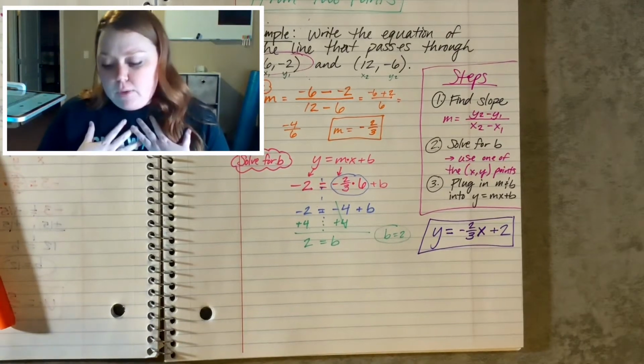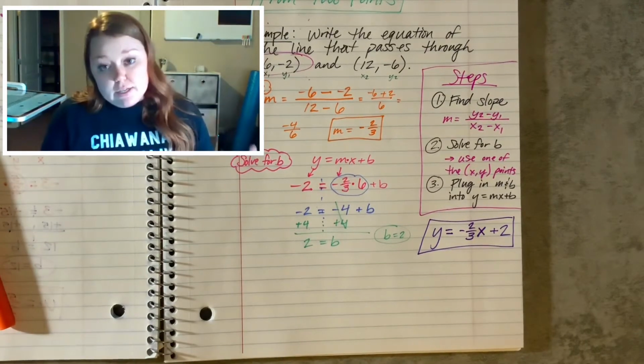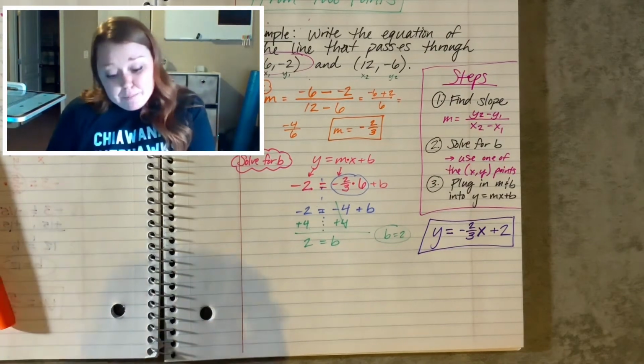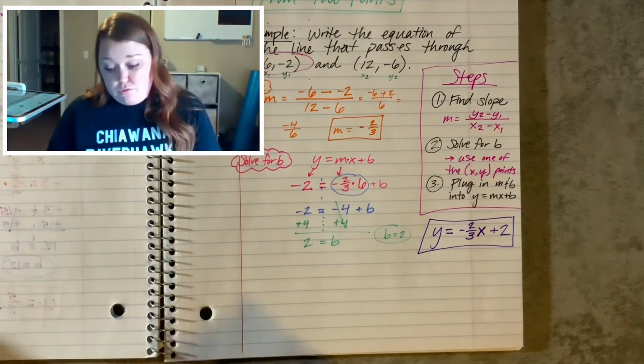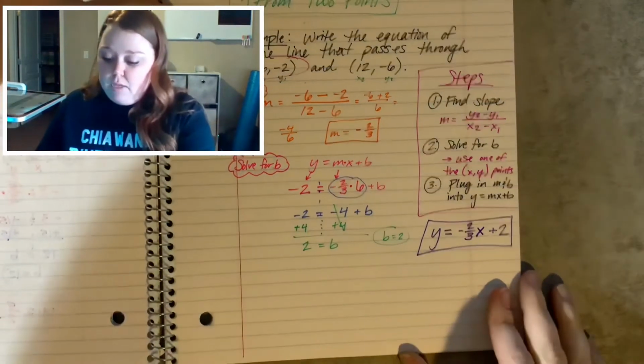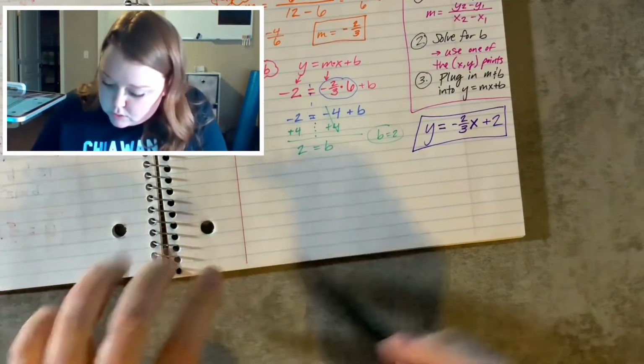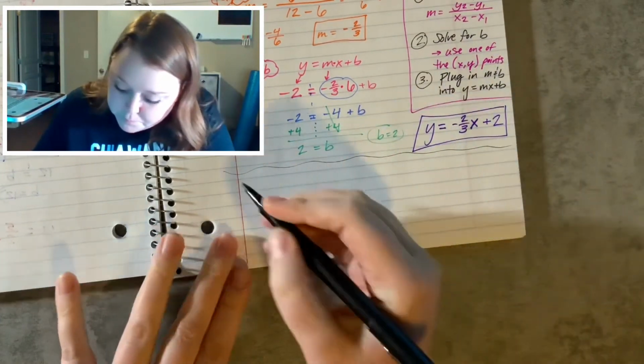Okay. So hopefully that's sitting okay with you. Similar to last lesson where you have to solve for b, but this time the slope is not given to you. You have to solve for slope first. Do slope from 2 points. Okay, so we're going to try and squeeze in a practice question right here.